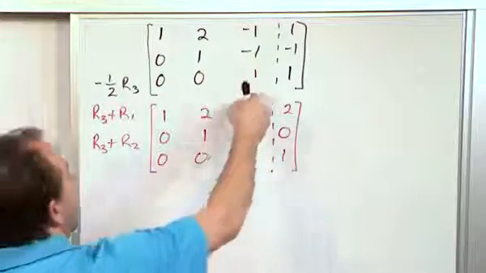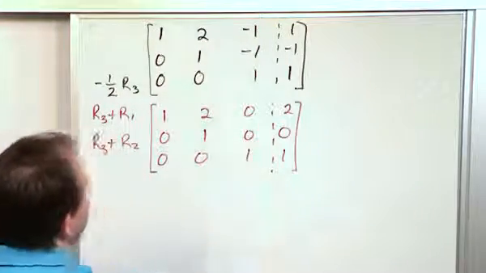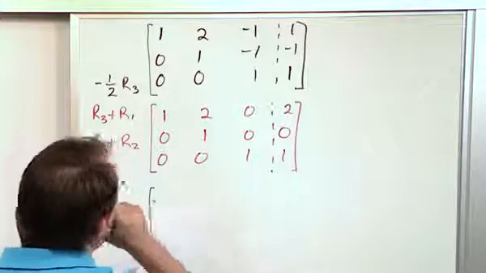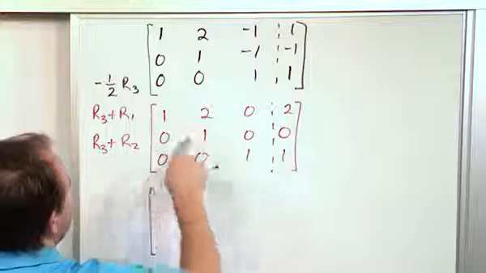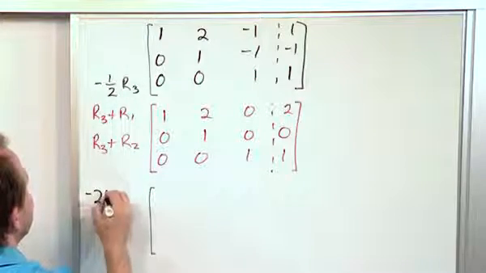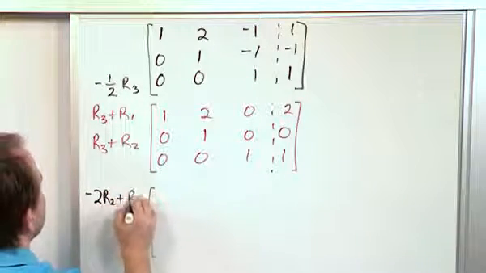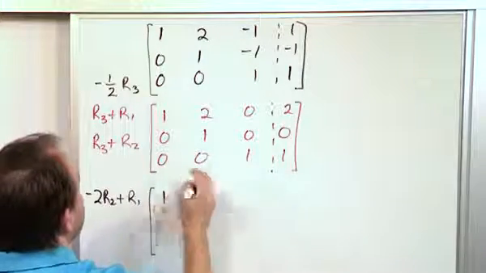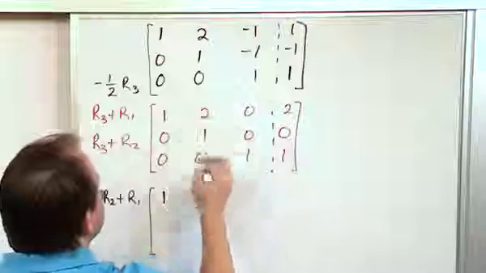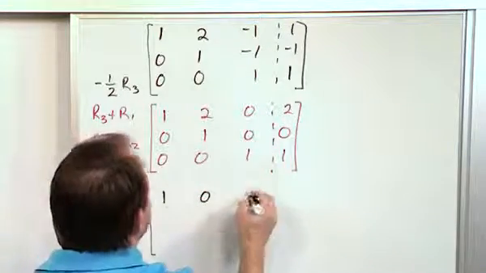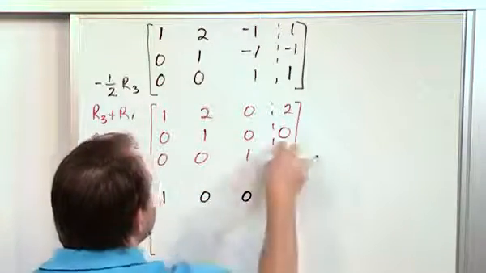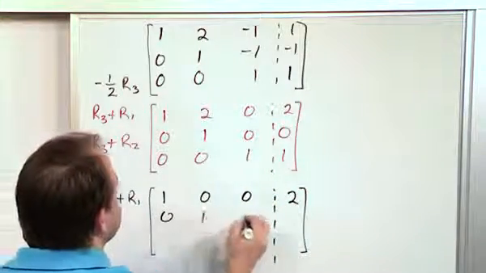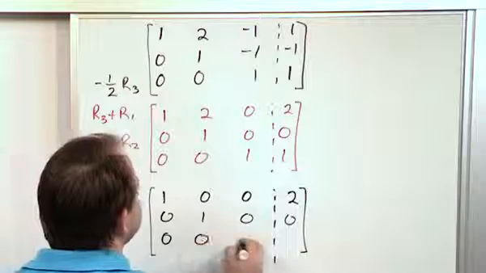So I've gotten zeros on top of my third column intact. And now, for the last thing, what I'm going to do is make this into a 0 by saying negative 2 times row 2 plus row 1. Negative 2 times this plus this, I get a 1. Negative 2 times this plus this, I get a 0. Negative 2 times this plus that gives me a 0. Negative 2 times this plus this still gives me a 2. And then the rest of it stays exactly the same.